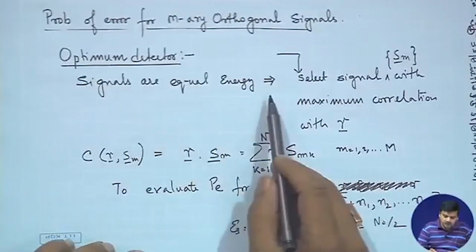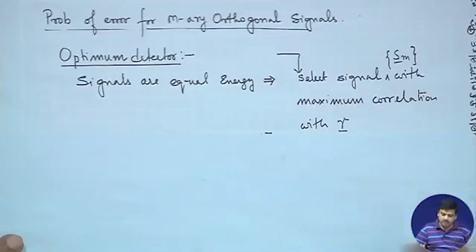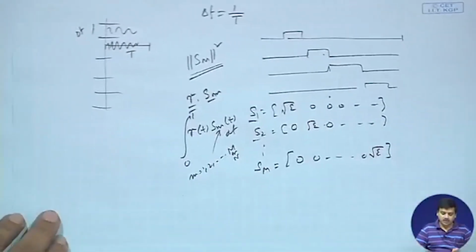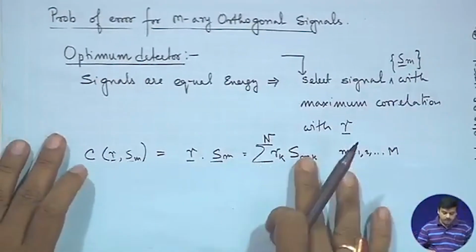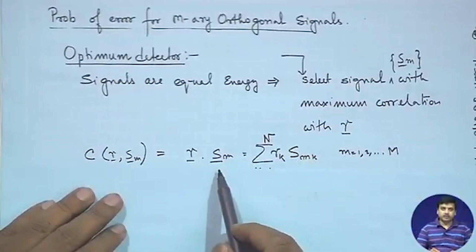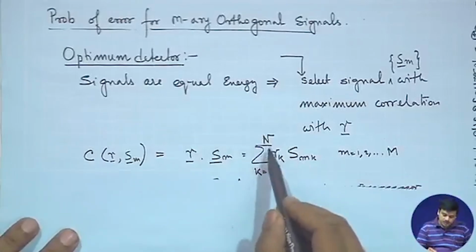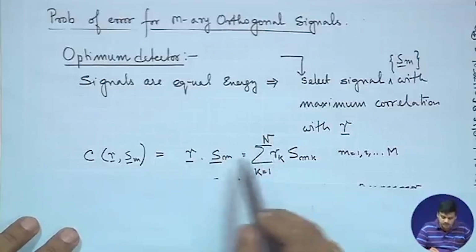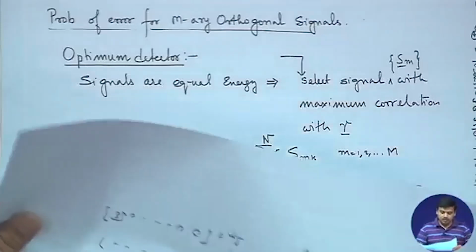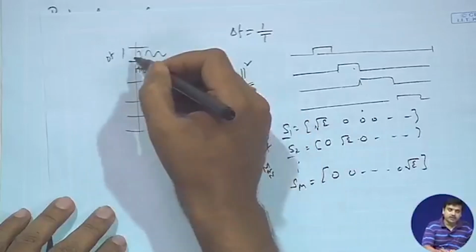So, in case of equal energy signals, we would select the signal Sm with the maximum correlation with r, which is what we just explained in this short discussion. We would compute the correlation metric. In vector form, the correlation metric is the product of the kth component of the received vector, so we are taking the component on the basis dimensions. Each of them is a basis function, so whatever the received signal is, we will take a component on each one.